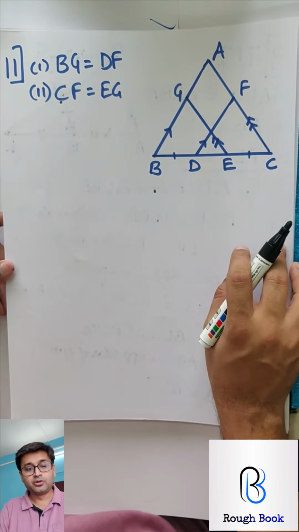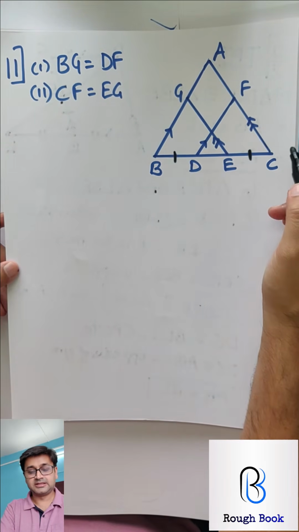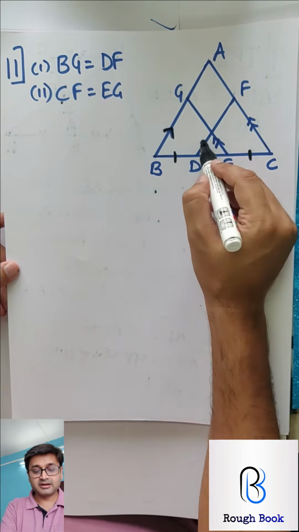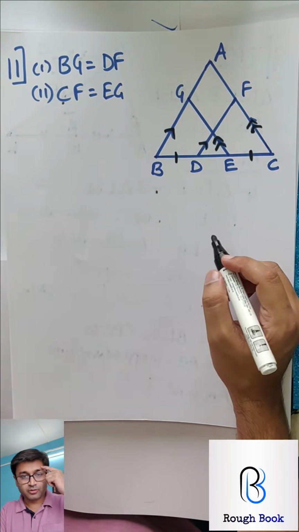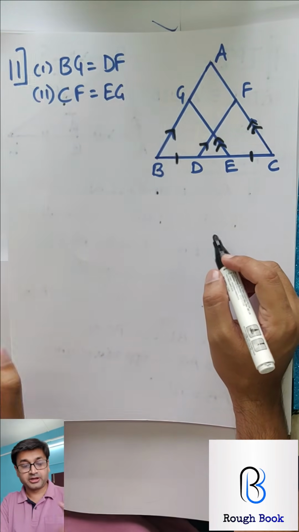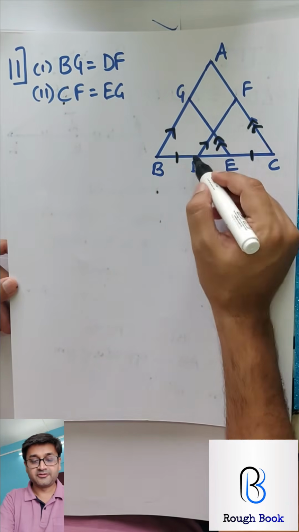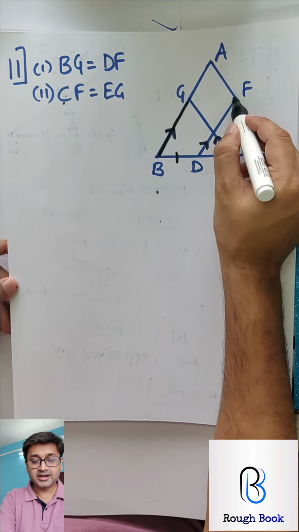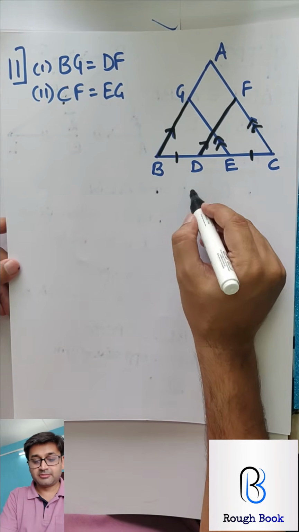Sum 11 is also a beautiful sum. It's been given that BD is equal to EC. These two are parallel and these two are parallel. So the moment you see parallel, what should hit your mind? Alternate angles or corresponding angles. Now your target is to prove that BG equals DF. To get BG and DF, I'll have to pick these two triangles. Correct. So I'm pulling them out.